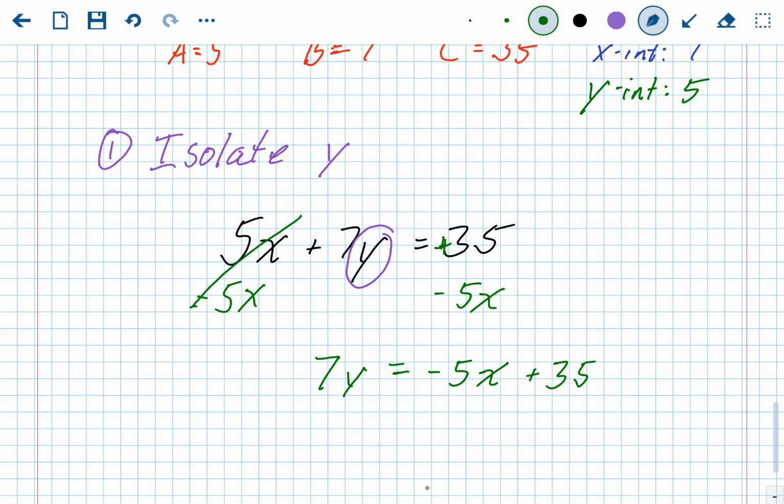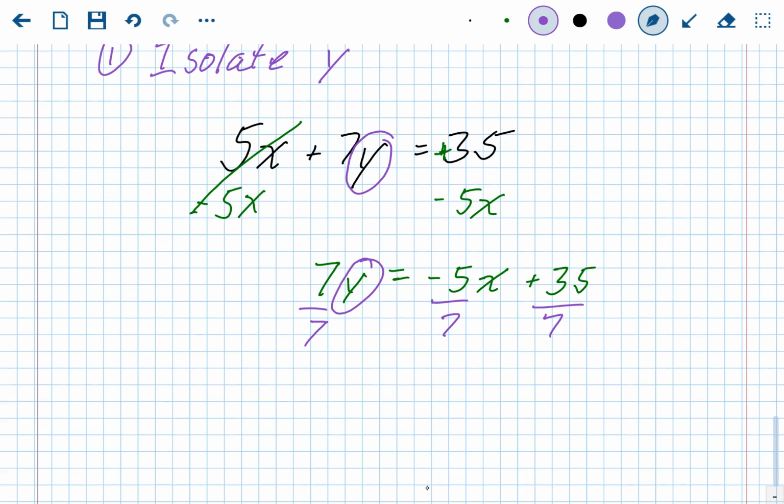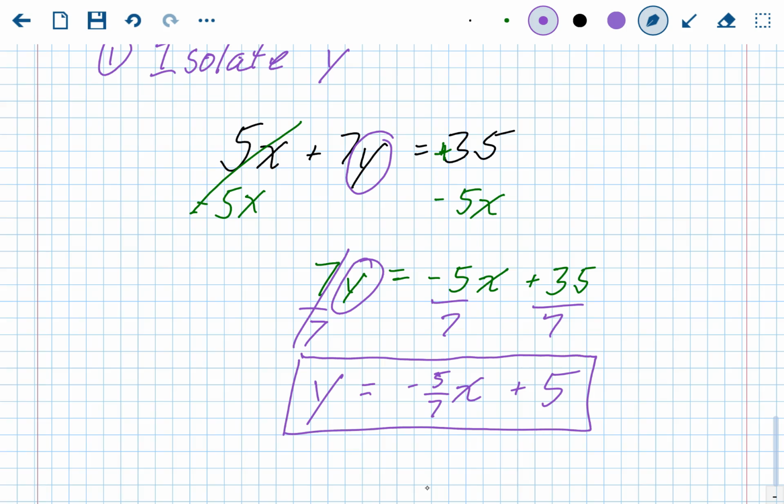All right, and then the last step is, again, we're trying to isolate y. So to do that, we should divide by 7. It's currently being multiplied by 7, 7 times y. So we'll divide each term by 7. Okay. And this should put us in y equals or slope-intercept form. So y equals negative 5/7 x. Again, just leave your slopes as fractions. And then 35 divided by 7, which is 5. Okay. So if you want to go to slope-intercept form, all you're doing is isolating the y variable. So this is slope-intercept form.